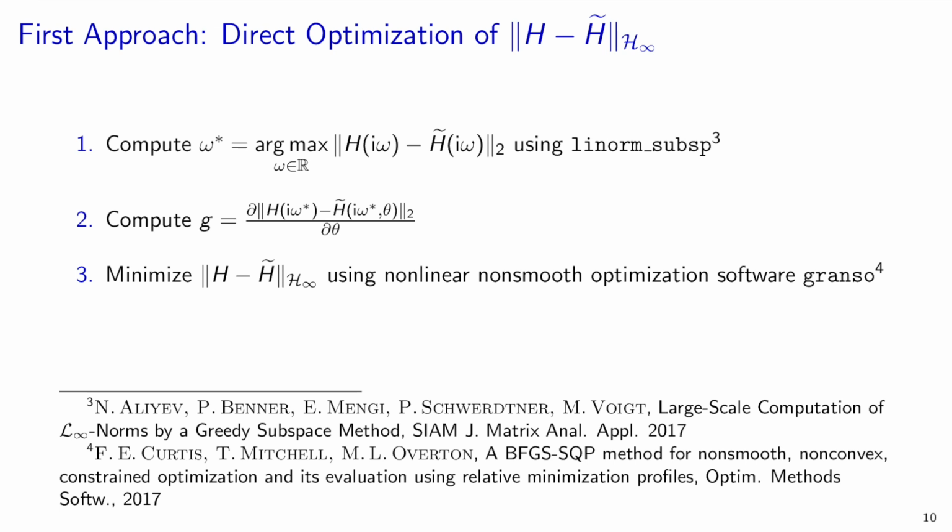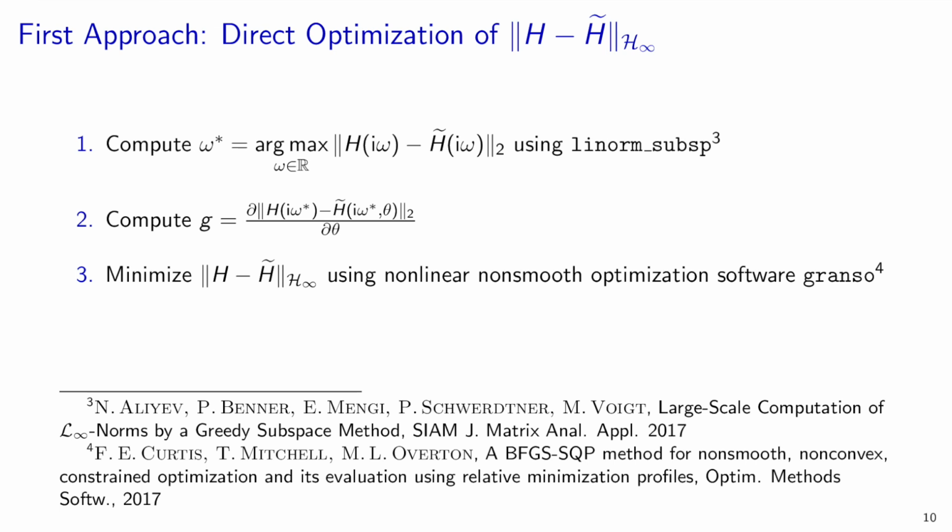The optimization part is a bit more tricky. The first idea to try is naturally a direct optimization of the H-infinity error. For that, you can first compute the current H-infinity error, for example using Lenorm subspace, our H-infinity norm computation engine for large-scale systems. This also gives you the point where the H-infinity norm is attained. With that, you can compute the gradient of the H-infinity norm with respect to our parameter vector theta. Now, you have value and gradient and can simply push this into a nonlinear optimization solver.